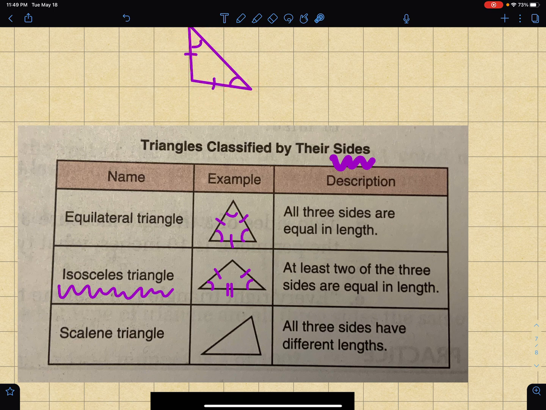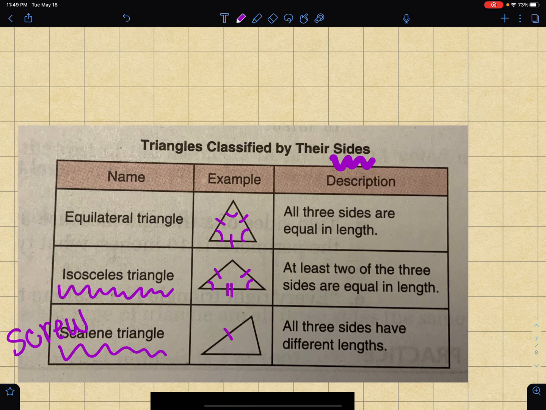All right, the last one is the scalene triangle. Scalene. Now, the SC reminds me, if I were making a tent, I'd probably totally screw it up. Scalene is a screw-up tent. It doesn't look like a tent at all. It looks like if I tried to make a tent, that's what it would look like. Turns out this side is different from this side, and that is different from this side. All of the sides are different lengths. And when you have them all different lengths, that is a really screwed up tent, so that's a scalene triangle.